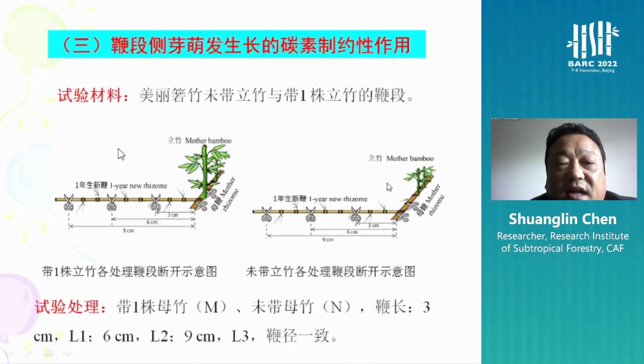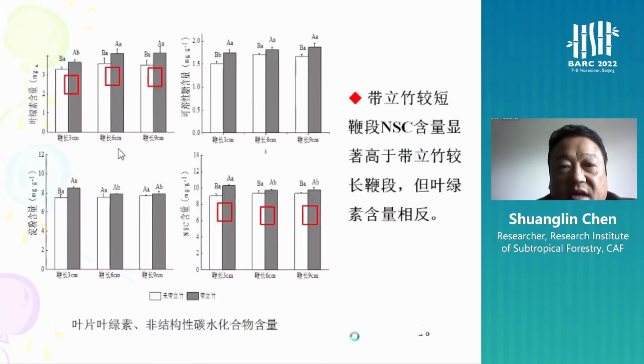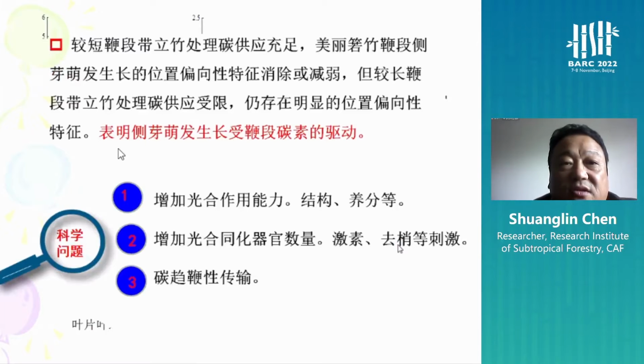Regarding this, we have research on the carbon restriction effect. We have some testing on the mother rhizomes, and we use this for the transport. That is for the very short rhizomes. And actually, compared to the side spawns, we can find certain levels in the rhizomes. And also for the longer rhizomes.